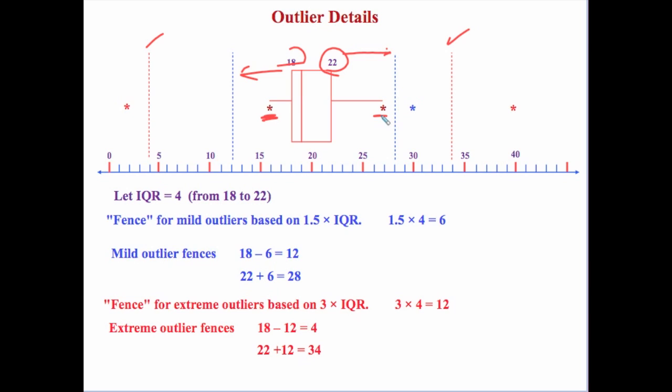Notice here that I've got one value for this data set that would be considered a mild outlier. And then notice for the extreme outlier fences, I have one value way out here that would be considered an extreme outlier. And in fact, I've got a second one. I've got another extreme outlier over here. So again, just a little bit more detail as far as how to compute and how to figure out your outliers and where your fences should go.